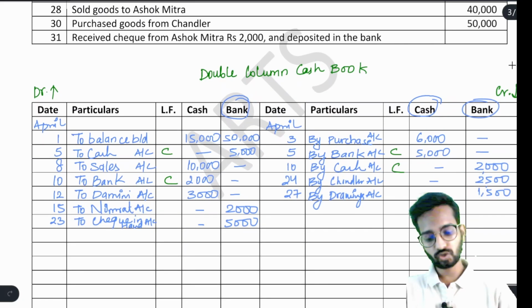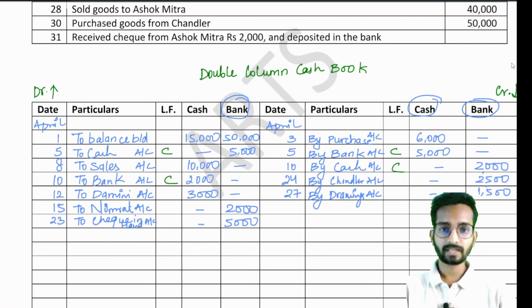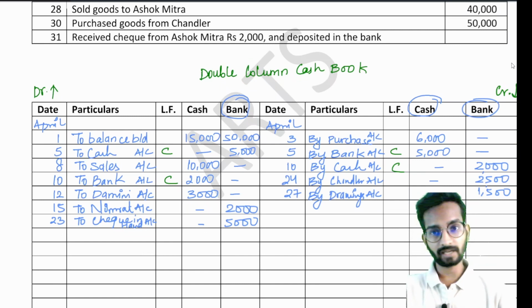Next question. Sold goods to Ashok Mitra rupees 40,000. Now think. They have said you have sold goods to Ashok Mitra. Did they say that you received cash? No. Did they say you received check? No. Did they say that he deposited money in the bank account? No. If nothing has happened, it will not come in the double column cash book.